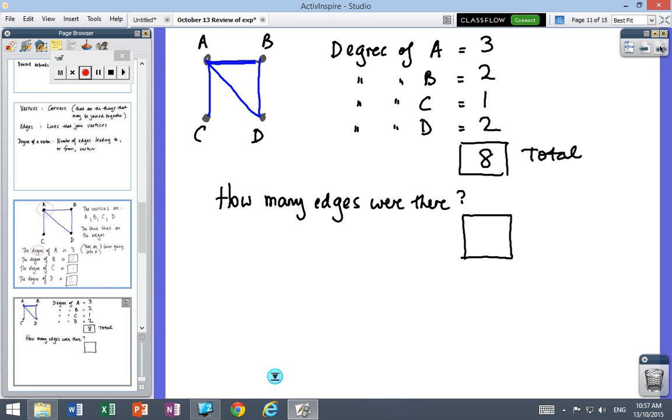How many blue lines were there? Okay. You're on tape, Maddie. What's the answer? 4. Okay. Is that okay? There were 4 lines, but the total degree is 8.